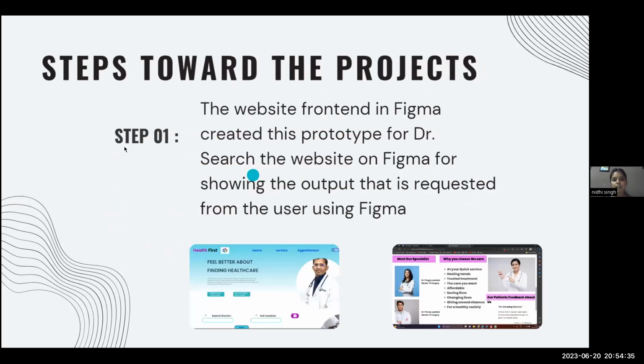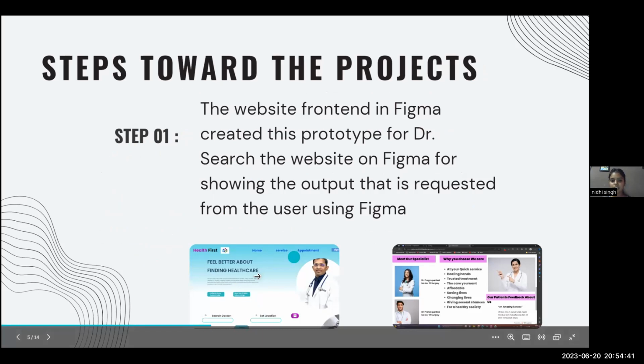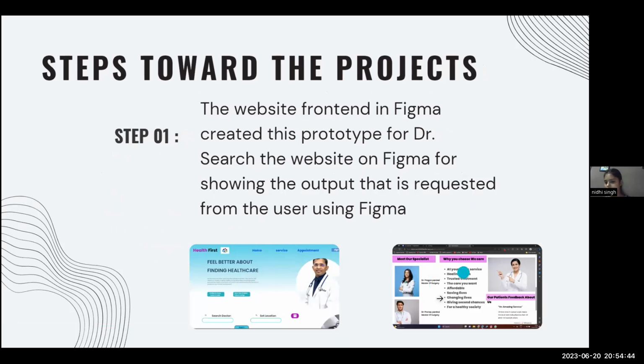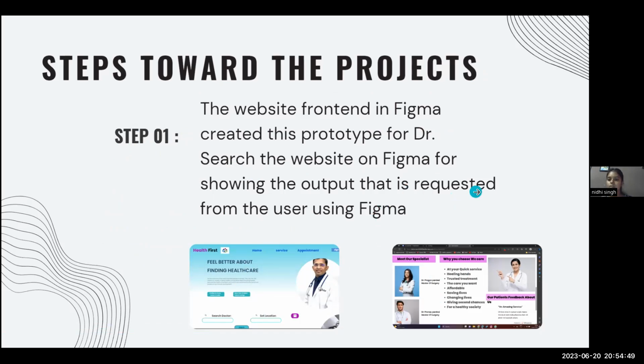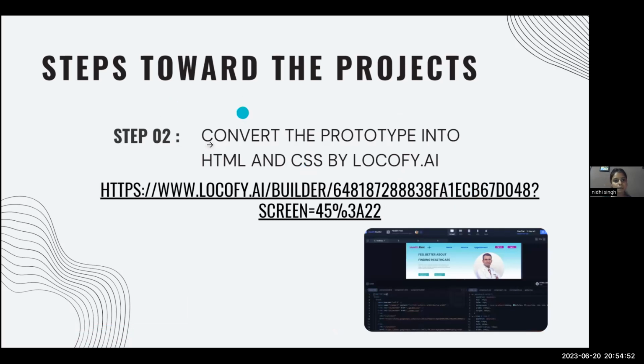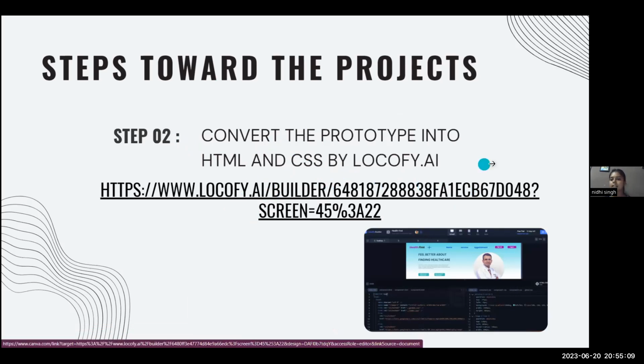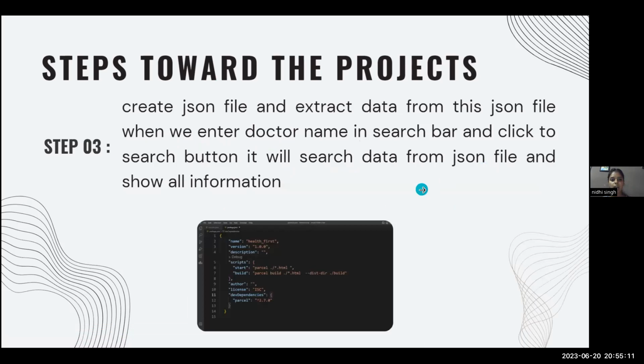Now, this is my step one. This is my front end page design, and this is my output page. I got my front end page with the help of Figma. This is my step two, where I created my prototype. After creating the prototype, I converted it into HTML and CSS code. This is my Locofy AI link. Now I will look at step three.